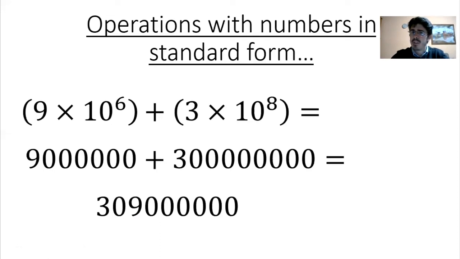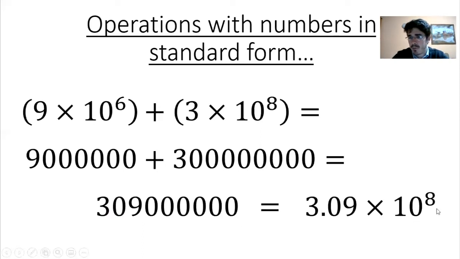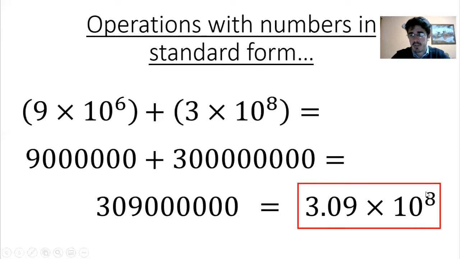But we have to express the result in standard form too. So, well, we need the point here, but the point is here, okay? So I have the point here. I move the point 8 places to the left, so I can get the 3.09. And to compensate, if I move 8 places to the left, I have to raise to the power of positive 8. And that's the final answer in standard form.